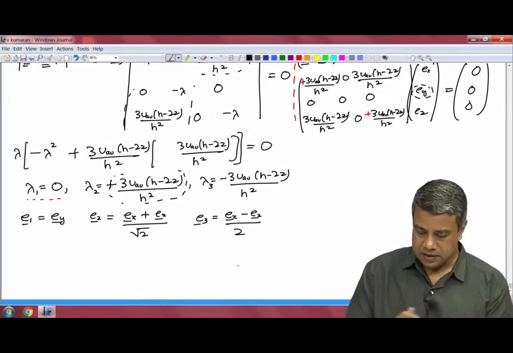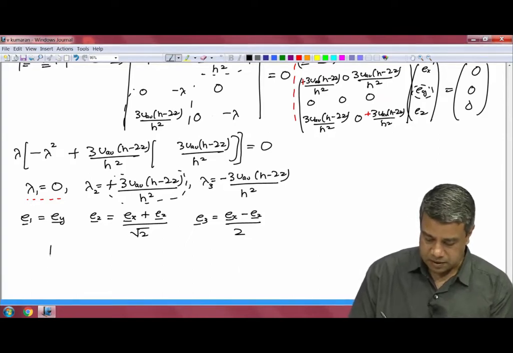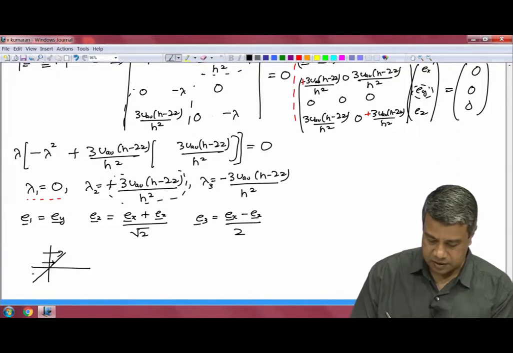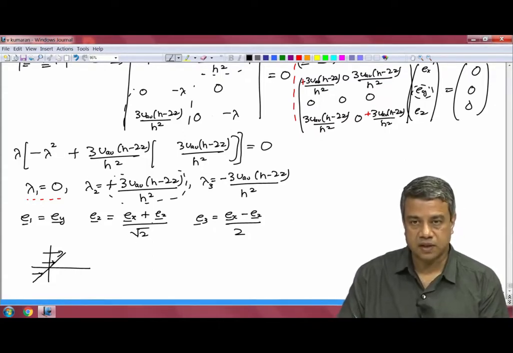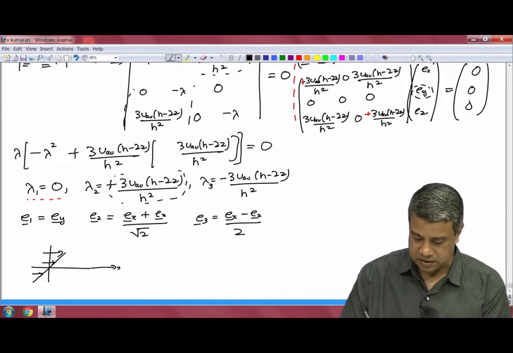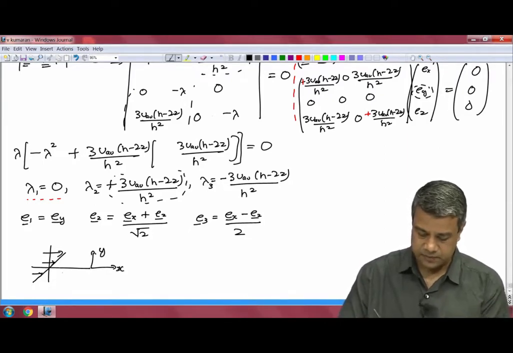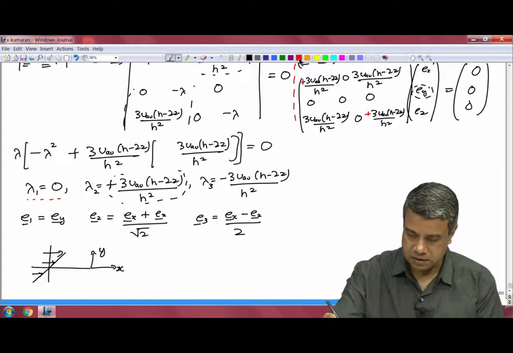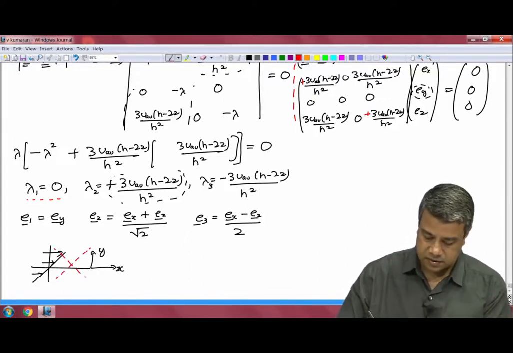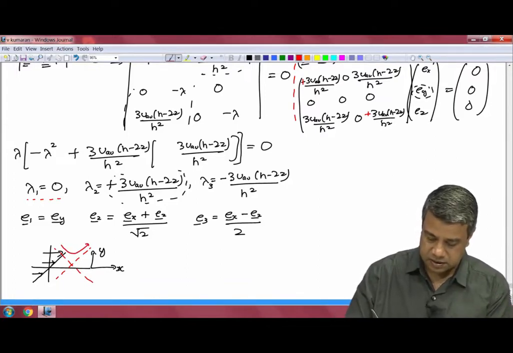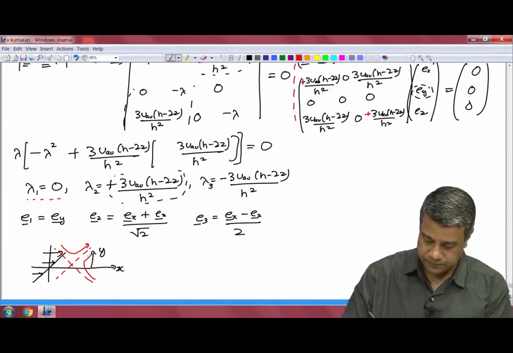So, what this implies is that at any particular location, if I have a shear flow with a velocity in this direction, the direction of extension is along 45 degrees to the x axis. So, if this is the x axis and this is the y axis, the direction of extension is along the plus 45 degree, and the direction of compression is along the minus 45 degree. So, I have compression along this direction and extension along this direction.